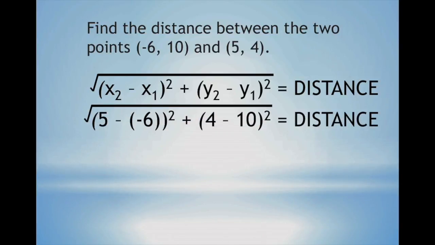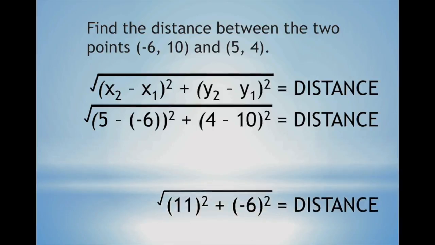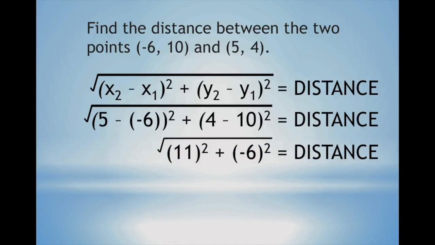Now we just follow order of operations, which means parentheses happens first. So I do 5 minus negative 6 and 4 minus 10, which will give me this. Notice the parentheses around the negative 6.